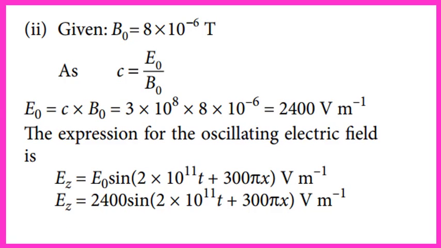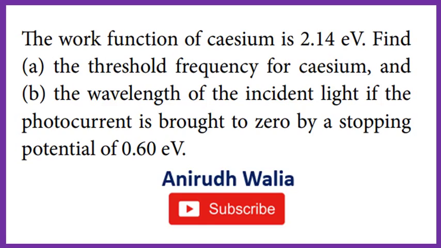Now move to the next problem. This is again based on modern physics. Modern physics is the highest scoring chapter in the entire physics, and it is the easiest one. You just have to remember all the formulas, and you can solve any problem. A majority of questions have been asked from modern physics based on the formula only. Again, now try to understand this problem.